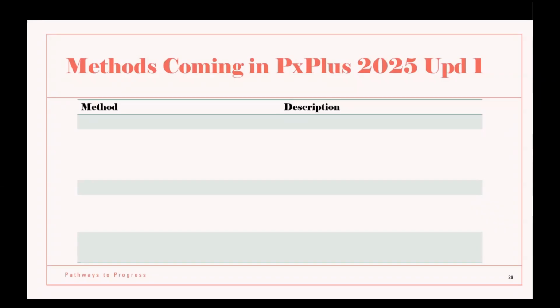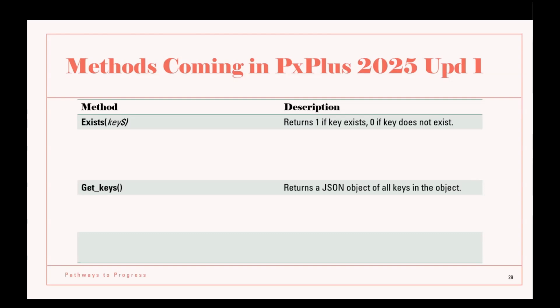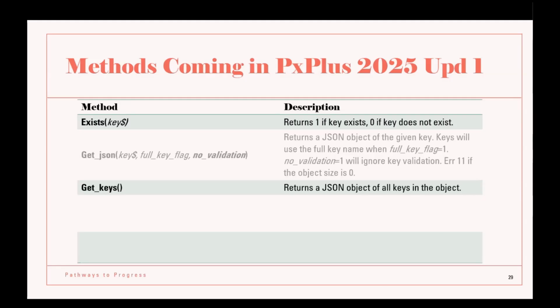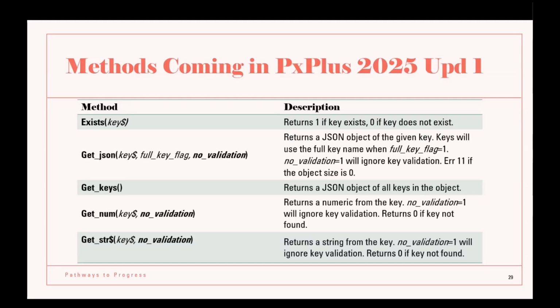Okay, so now we can get to some of the new things that are coming in PxPlus 2025 Update 1. There's a new exists function to simply check if a given key exists within the JSON object. Another new one is the getKeys function, which will return a JSON object with a single list of all the keys within your object. We also added some no validation flags to our getJSON, getNum, and getString functions for those of you that want to squeeze out even more performance.